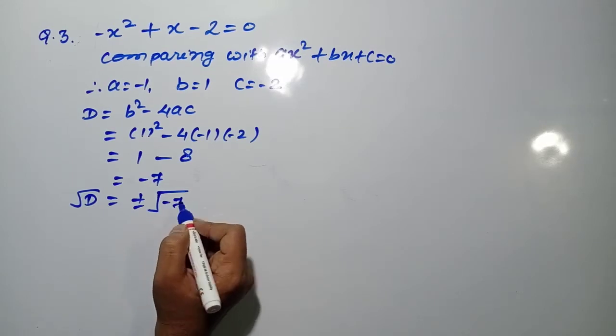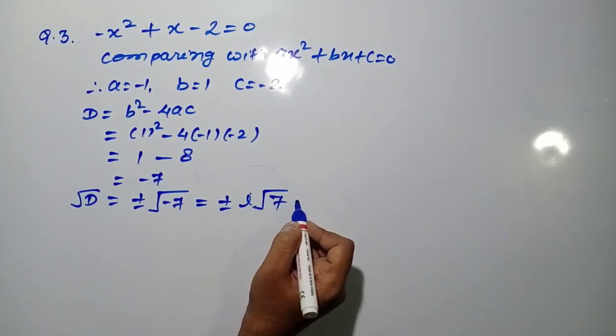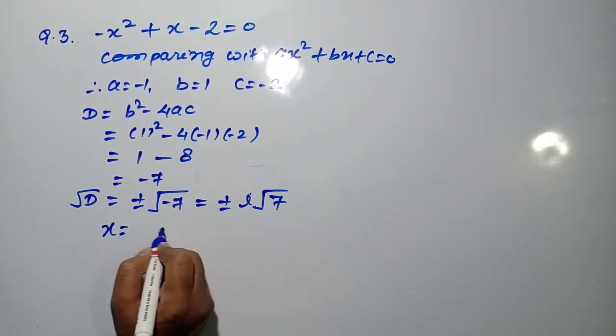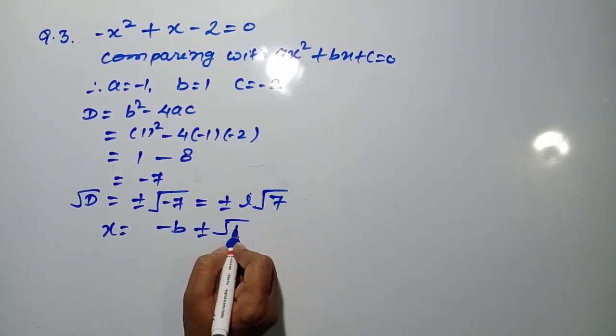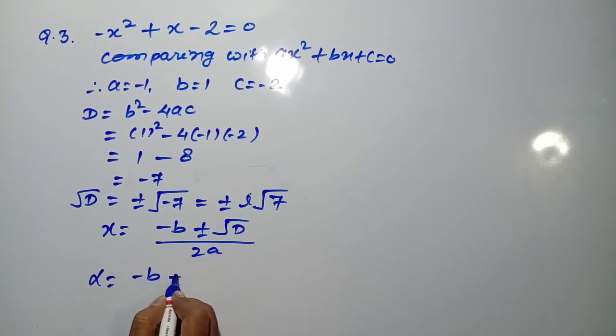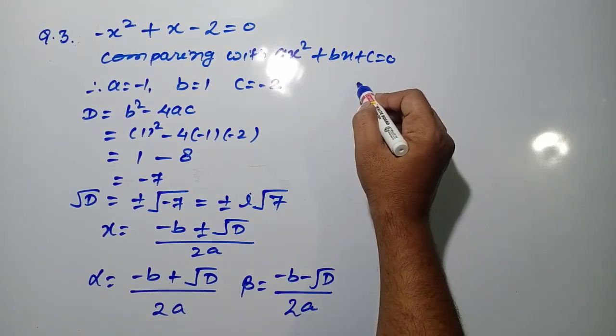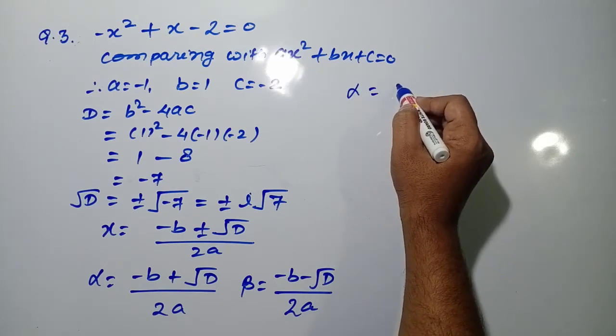Now taking the square root of discriminant. So plus minus square root of minus 7. So square root of minus will be what? Iota. So plus minus iota root 7. So roots of the quadratic equation, one part is alpha, minus b plus root D upon 2a, another part is beta, minus b minus root D upon 2a. Now substituting the value of b, D and a.